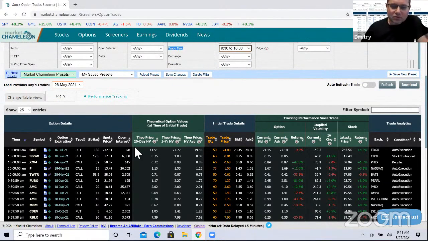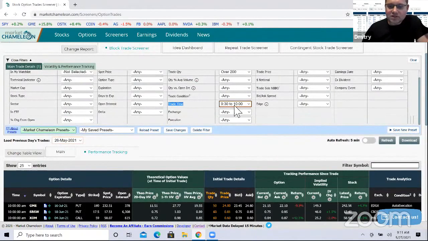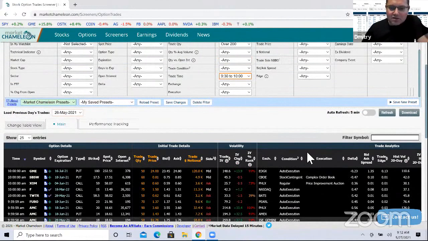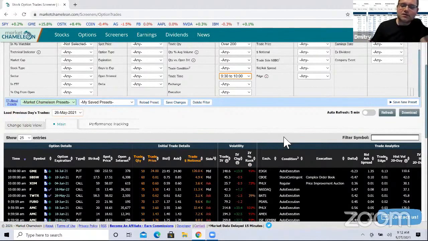So I'm going to go back and say, what if I started the day out 9:30 to 10 o'clock, right? I'm going to go back to this main page, and I'm going to pretend that I'm looking for something specific that I think is an indicator that, if this trade happens, that means I want to buy this call or this put to the end of the day because I think there's going to be a follow through.